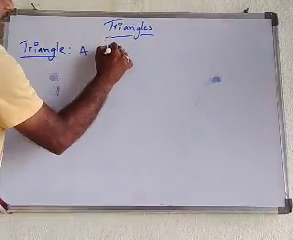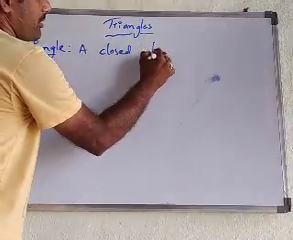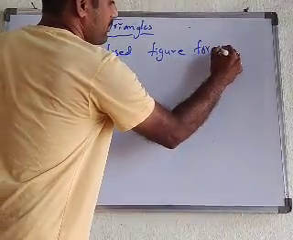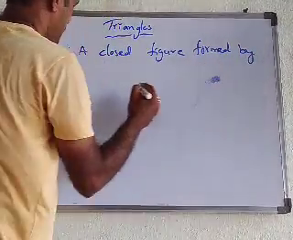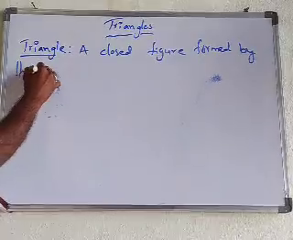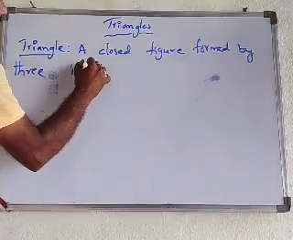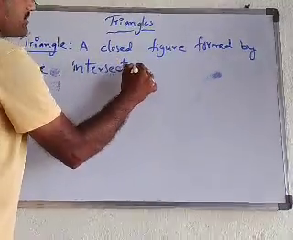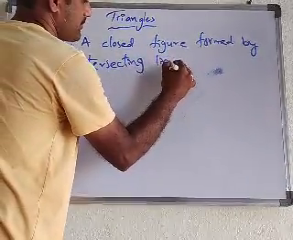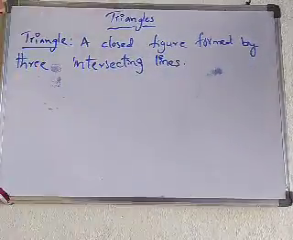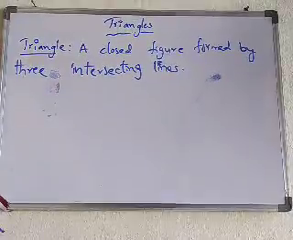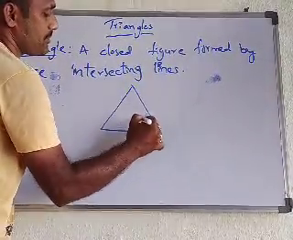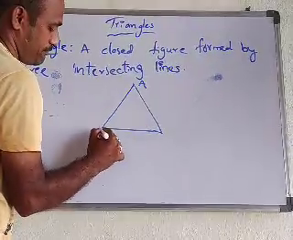So let me write the triangle definition first. A closed figure formed by three intersecting lines. So it is a closed figure which is formed by three intersecting lines. So we can define this as a triangle. So triangle ABC.